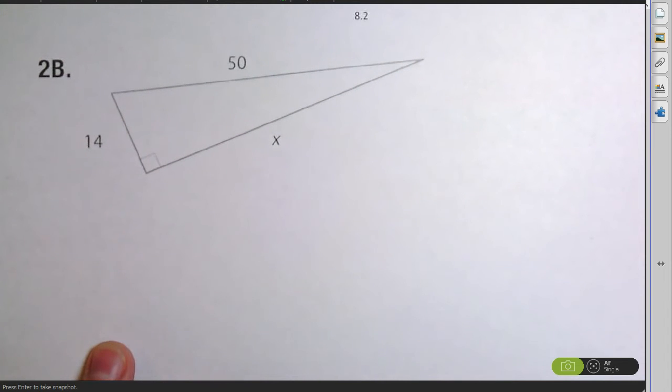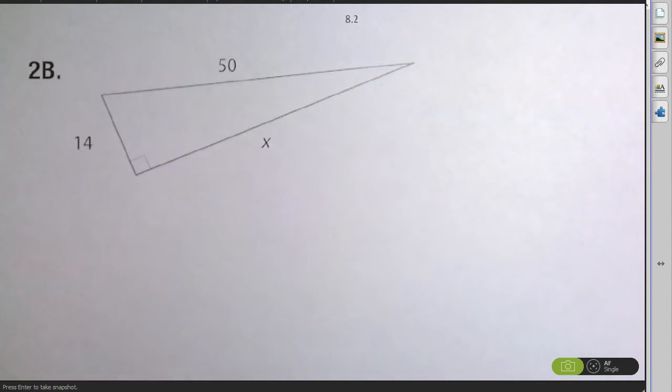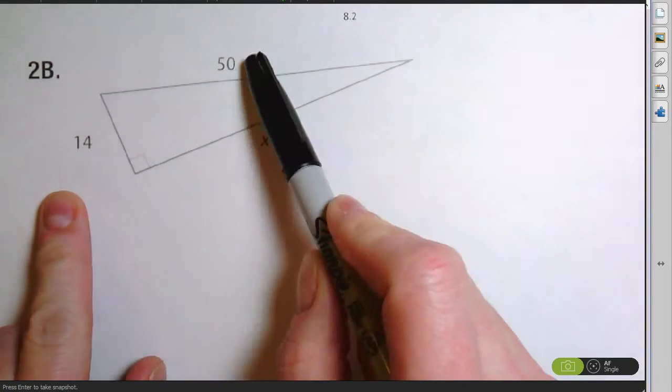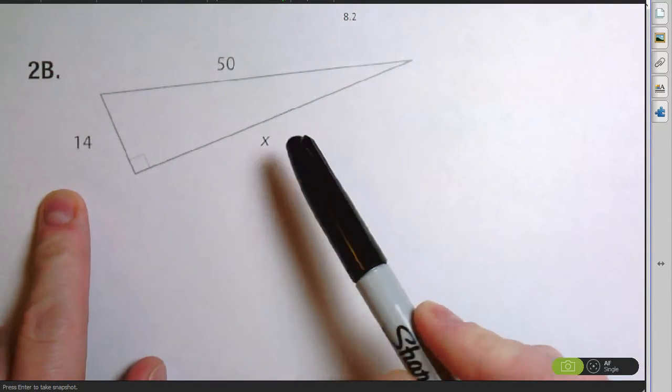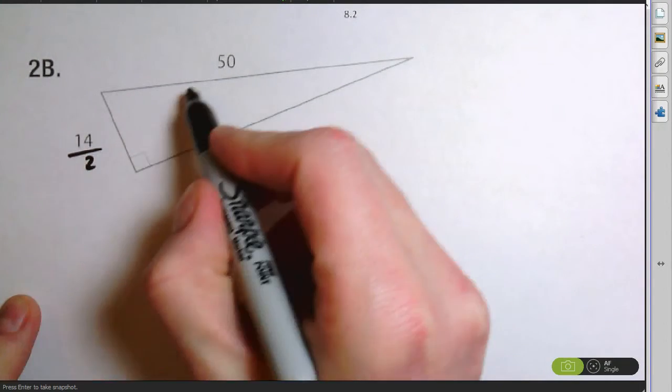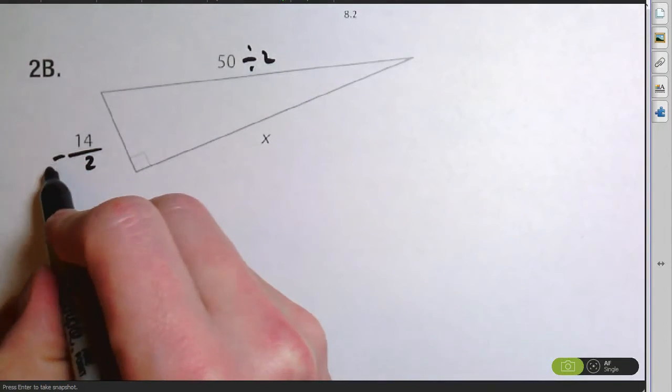Okay, so again, we're looking to see, what do we have? Well, I have a leg and I have a hypotenuse. I have both these guys here, and I'm looking for another leg. Well, again, look for the biggest thing they're both divisible by. Both divisible by 2. This guy is 7.